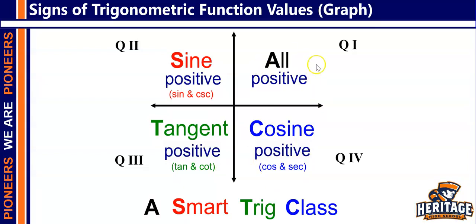So A is where all are positive in quadrant 1. Quadrant 2, it's only sine and its reciprocal, cosecant. Tangent is positive in quadrant 3 with its reciprocal, cotangent, which is the T in trig. And the last one is class, which is cosine and its reciprocal, secant.